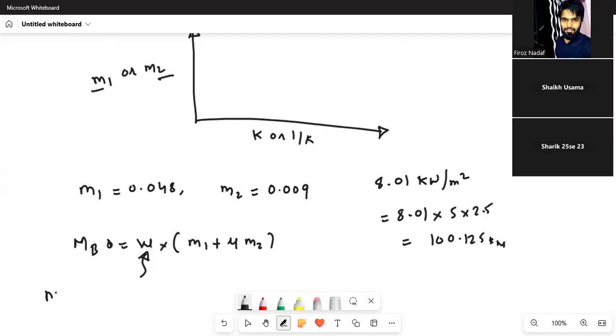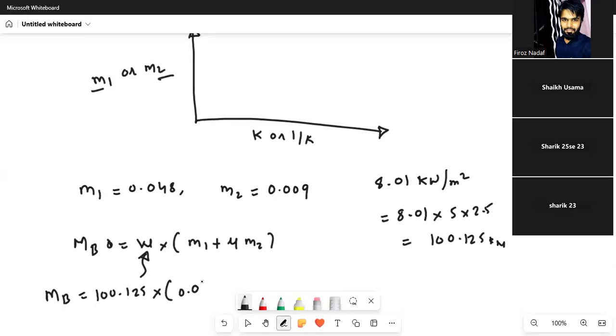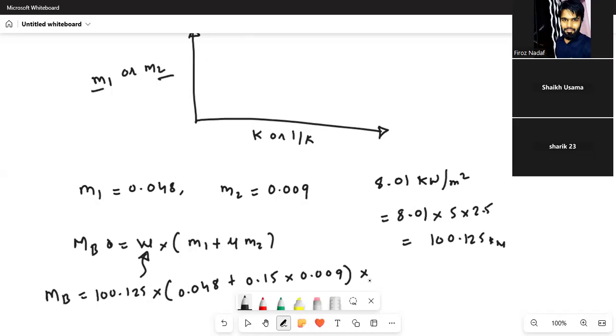MB equal to 100.125 into M1 is 0.048 plus mu is 0.15 and M2 is 0.009, into continuity factor. You cannot multiply the impact factor. You have to multiply the continuity factor because impact factor is related to the live load. It is not related to the dead load. Okay. So multiply the continuity factor and directly you get the value of MB. MB is equal to 3.95 kilonewton meter.